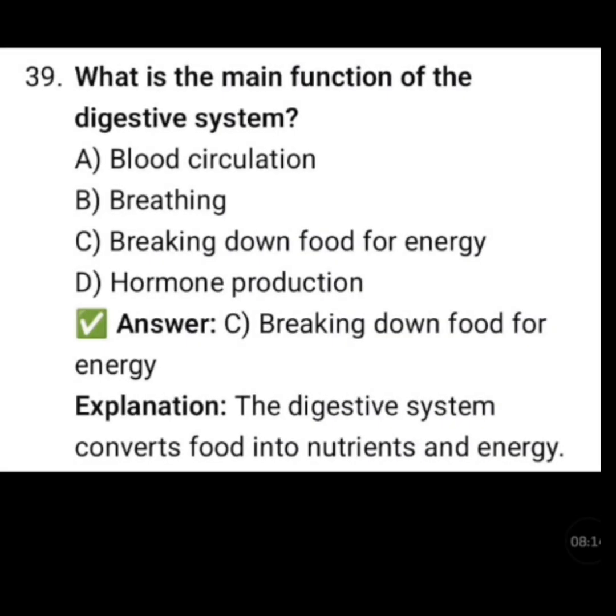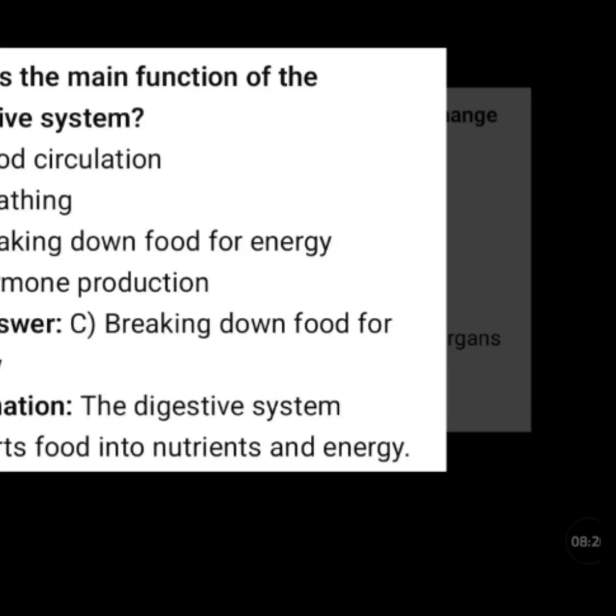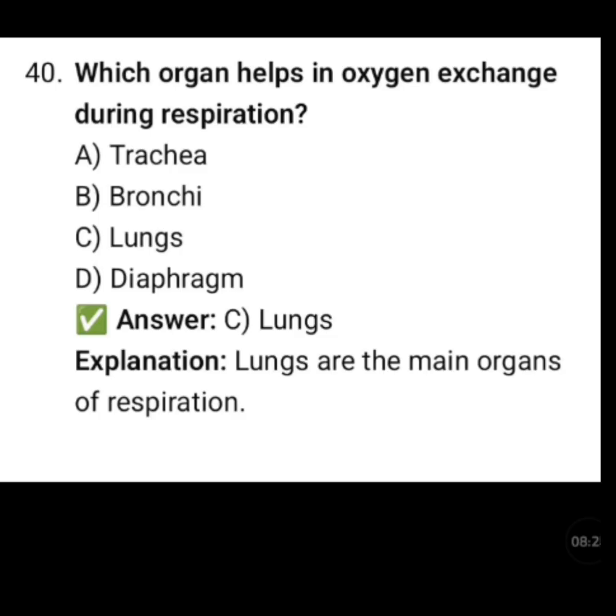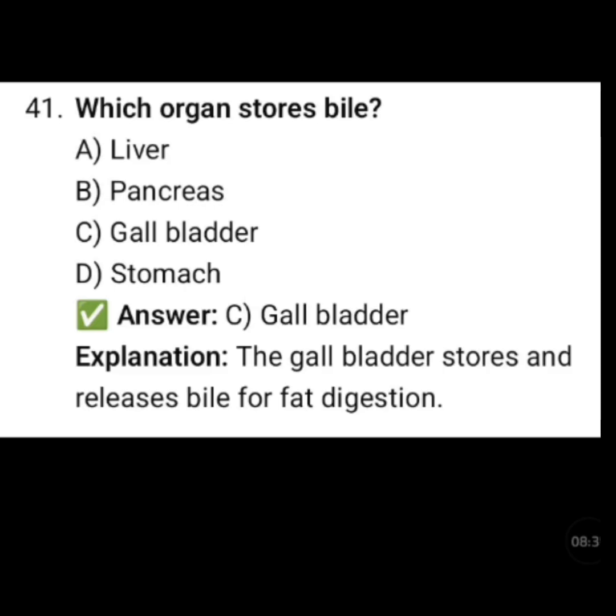What is the main function of the digestive system? Blood circulation, breathing, breakdown of food for energy, hormone production. The correct answer is option C, breakdown of food for energy. The digestive system converts food into nutrients and energy. Which organ helps in oxygen exchange during respiration? Trachea, bronchi, lungs, diaphragm. The correct answer is option C, lungs. Lungs are the main organs of respiration.